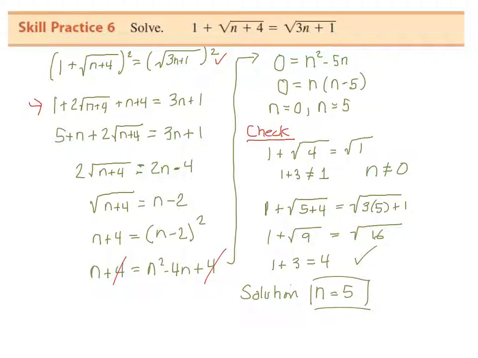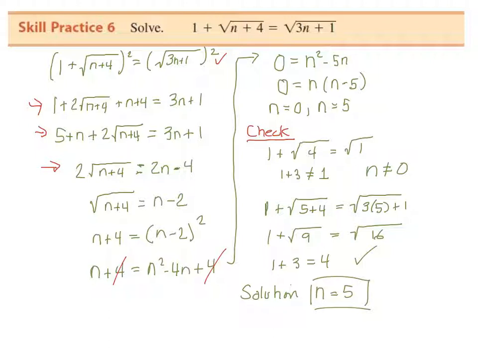So now, again, we're going to start combining terms. We get 5 plus n plus 2 times the square root of n plus 4 is equal to 3n plus 1. So we want to isolate the square root on one side of the equation, which we're doing here. So we have 2 times the square root of n plus 4. We bring the other terms over to the right-hand side, and that's equal to 2n minus 4.